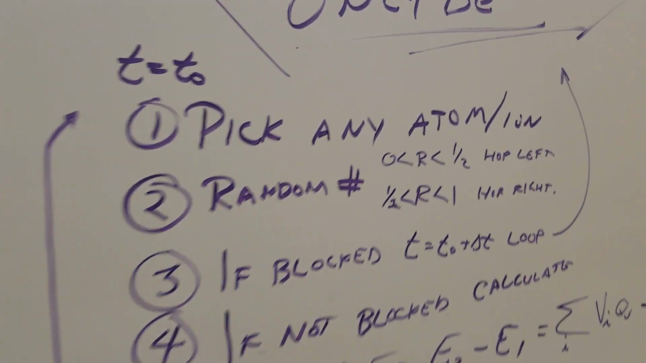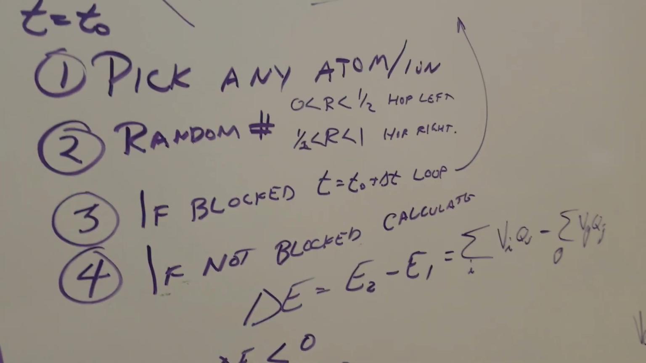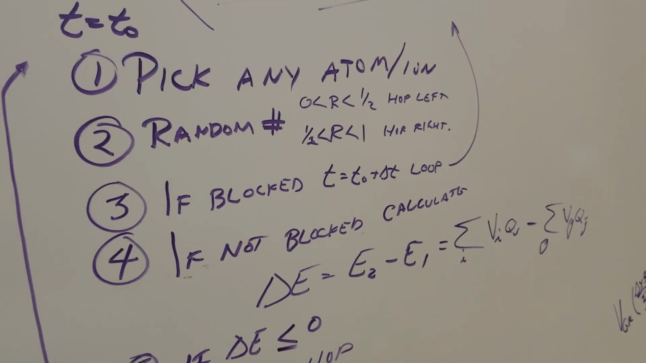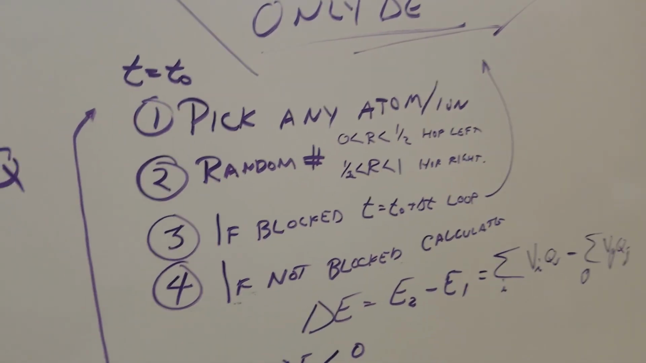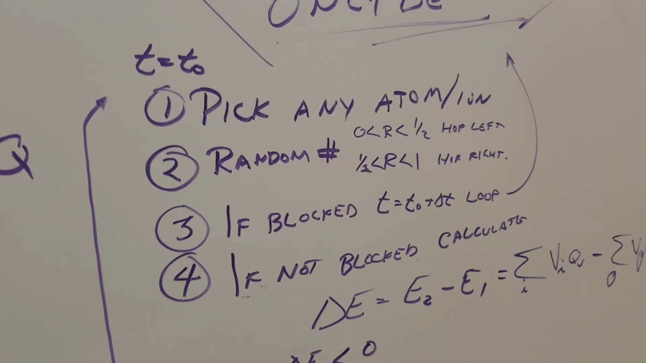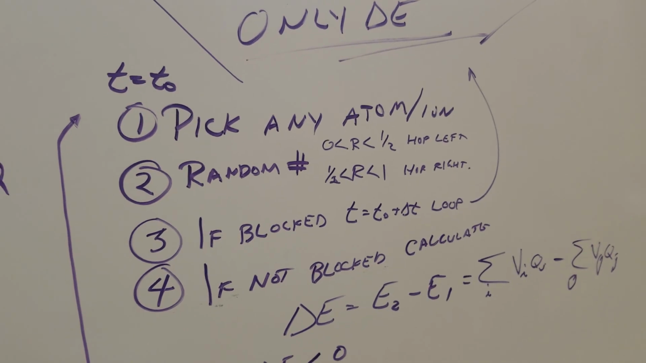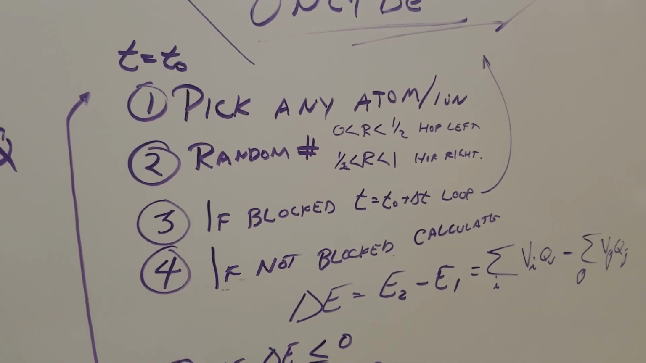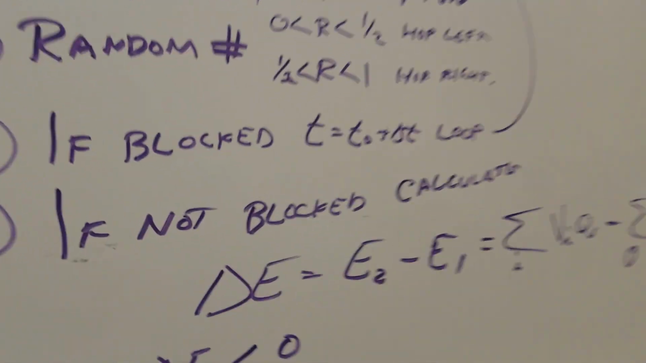So we start at some t equals t0. Then we pick any atom or ion in the system, and we pick a random number, we flip a coin, right? It either hops left or it hops right, based on what the random number is. Now, if that site happens to be blocked, well, that means nothing can happen, which means we loop back up to the top, and we increment time. Oh, we also have to increment charge. Let's fix that.